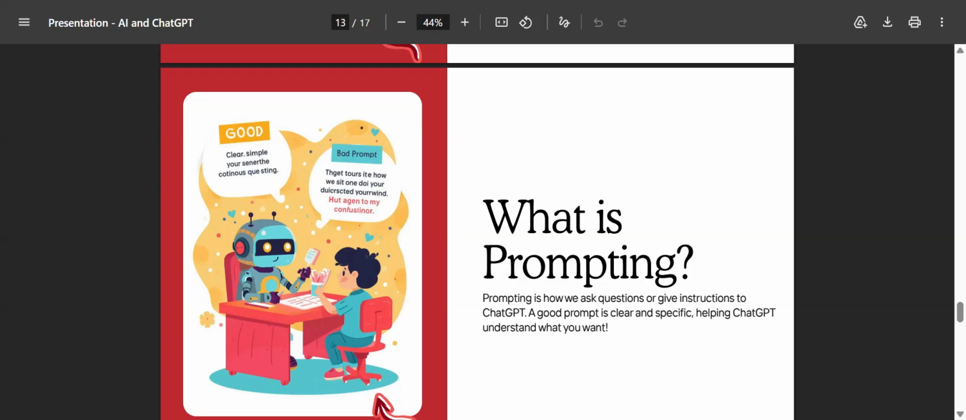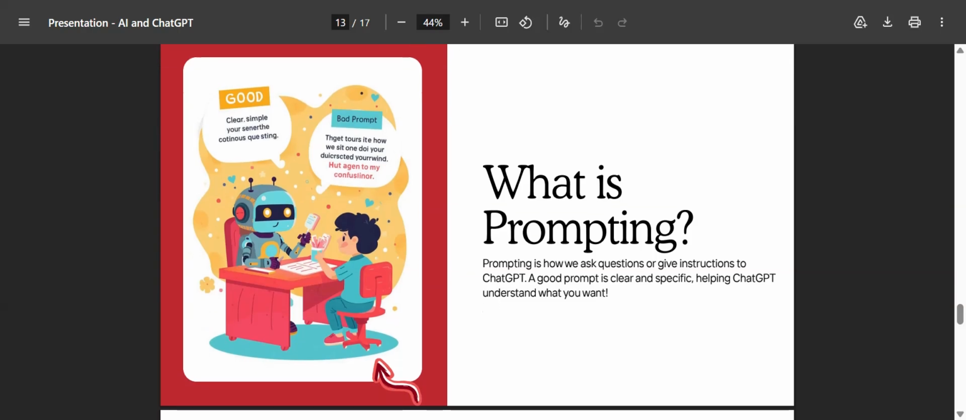So we have what is prompting. This is one of the most important parts in using any of the AI tools that require you to turn your idea into reality. Either you're using Canva, either you're using HeyGen, either you're using Animaker, either you're using Photo AI.